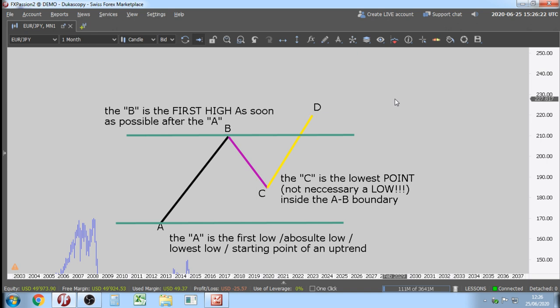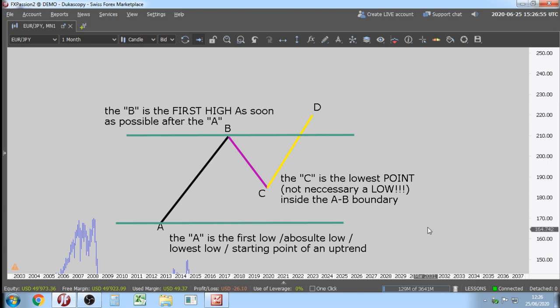The A is the first low or the absolute low or the lowest low or a starting point of an uptrend. The B is the first high as soon as possible after the A. But you have a high, we need the low on the C. Yes, it does, Elias, I'm going to show in just a second. And the C is the lowest point, not necessarily a low, inside the AB boundary.